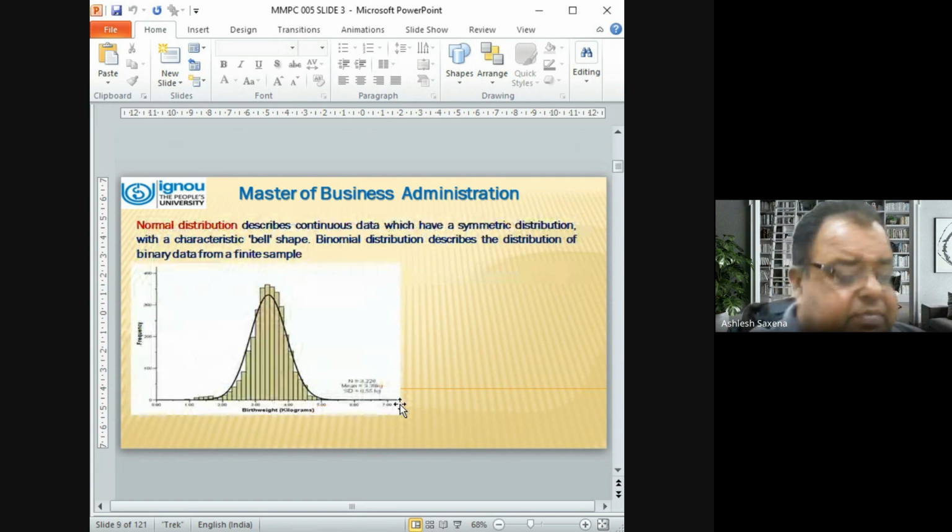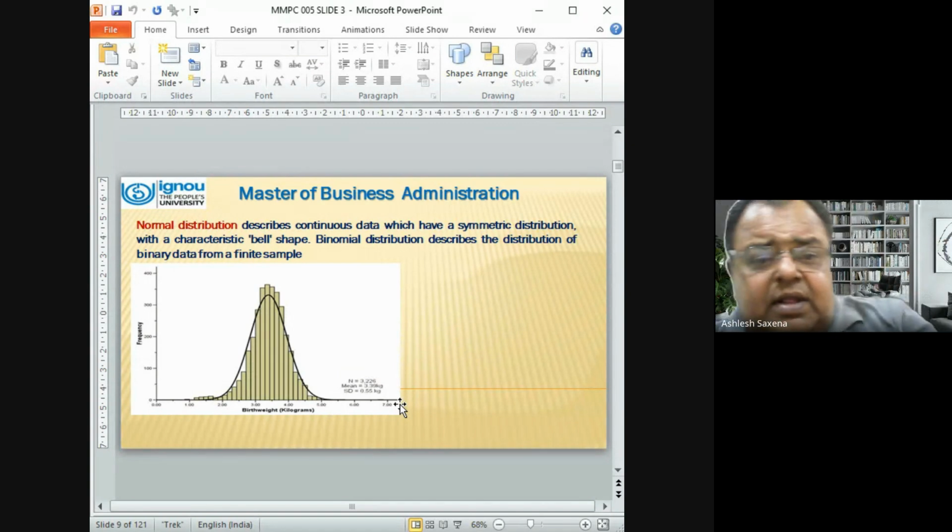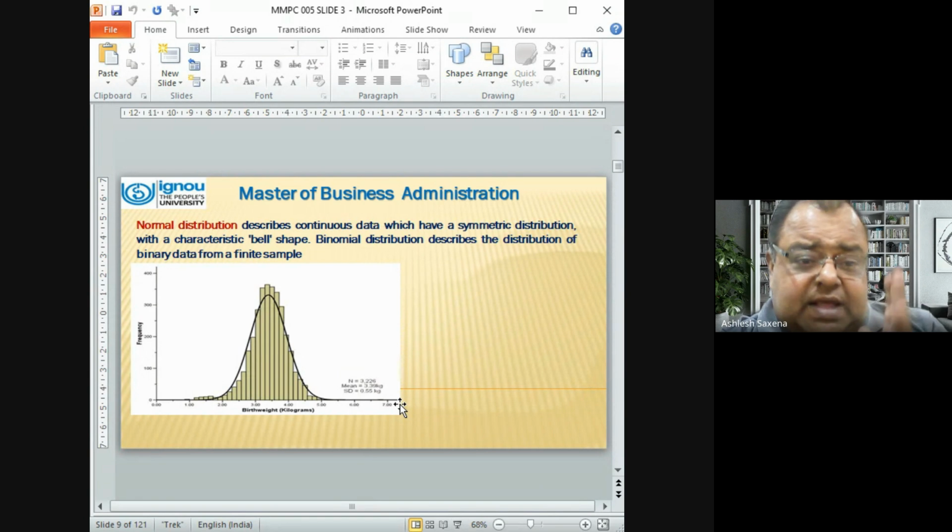Now see, how does the normal graph look like? Normal distribution describes continuous data which have a symmetrical distribution with a characteristic bell shape. Binomial distribution describes the distribution of binary data from a finite sample.